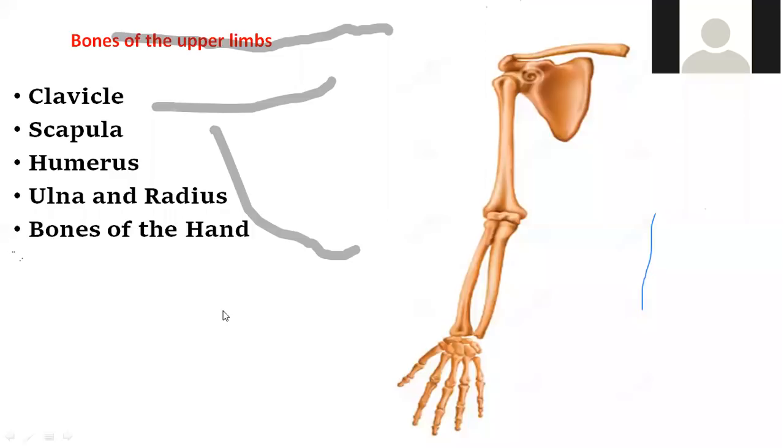The ulna is medial, while the radius is lateral. How you can get to know it better is that the radius is towards the thumb, the lateral aspect of the hand, because, considering the terms I've taught you, the thumb is at the lateral aspect of the body. Now, the elbow joint is formed by the articulation between the trochlea of the humerus and the trochlear notch of the ulna, and the head of the radius.